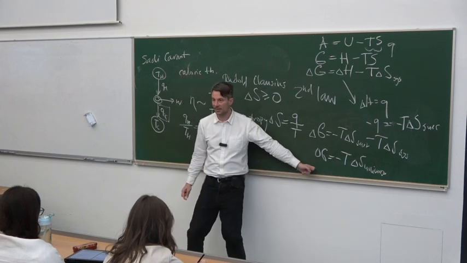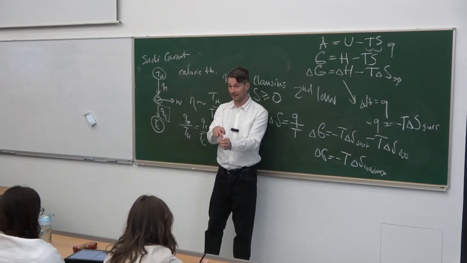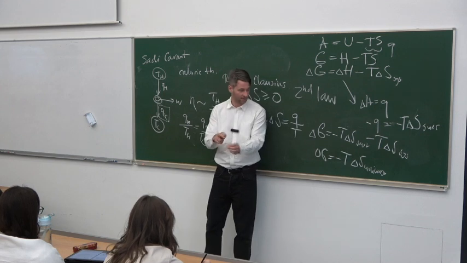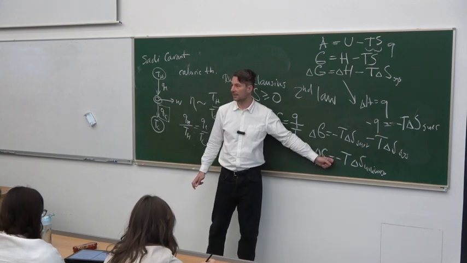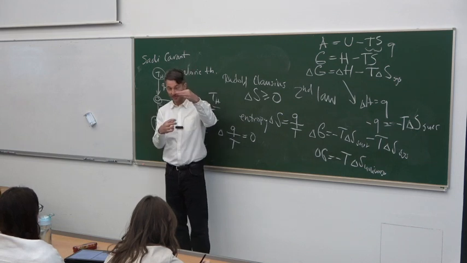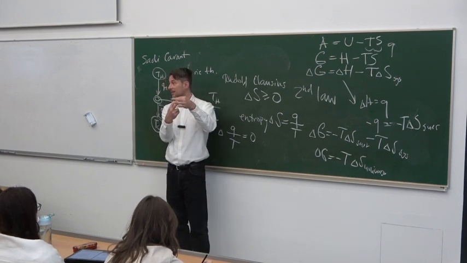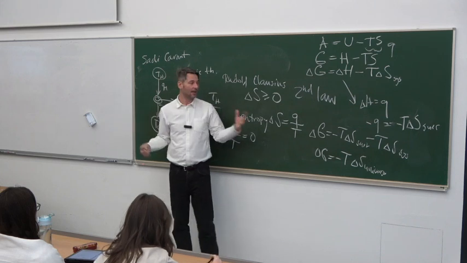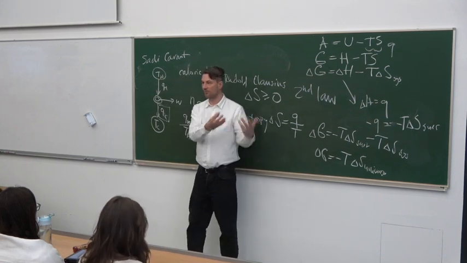So a change in Gibbs energy of a system, if we measure it in the system, is telling us, with a minus sign, how the entropy of the universe is changing. So by measuring Gibbs energy in our test tube, it can tell us how the process influences the entropy of the universe.